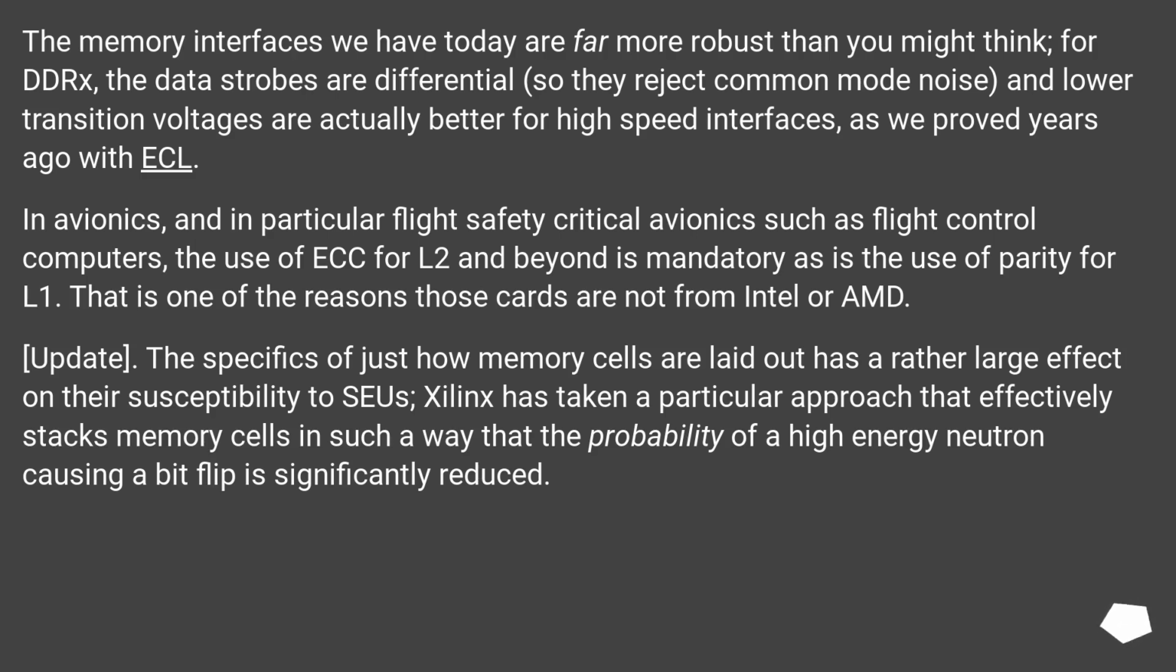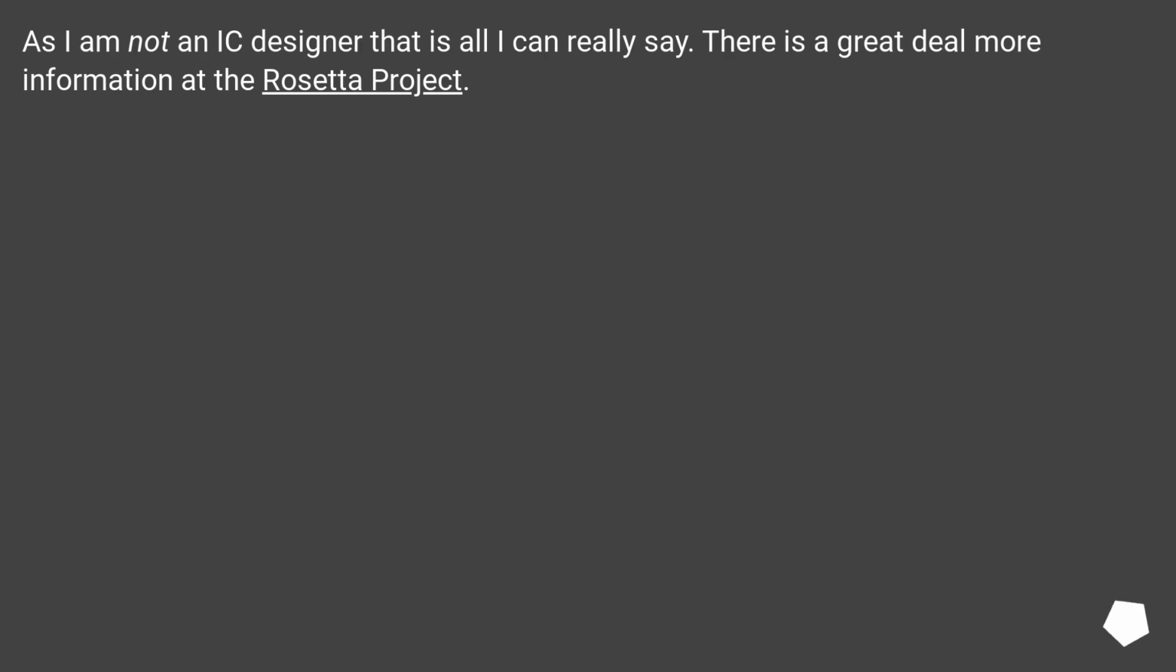Update: The specifics of just how memory cells are laid out has a rather large effect on their susceptibility to SEUs. Xilinx has taken a particular approach that effectively stacks memory cells in such a way that the probability of a high-energy neutron causing a bit flip is significantly reduced. As I am not a memory designer, that is all I can really say. There is a great deal more information at the Rosetta project.